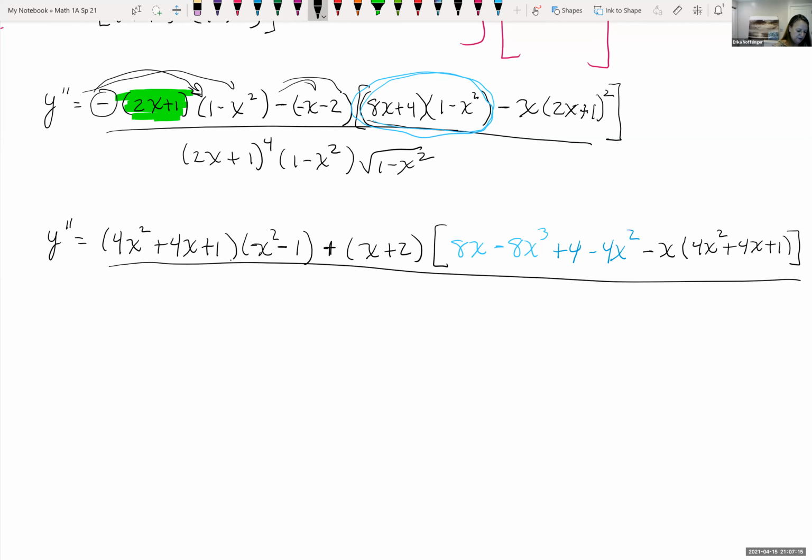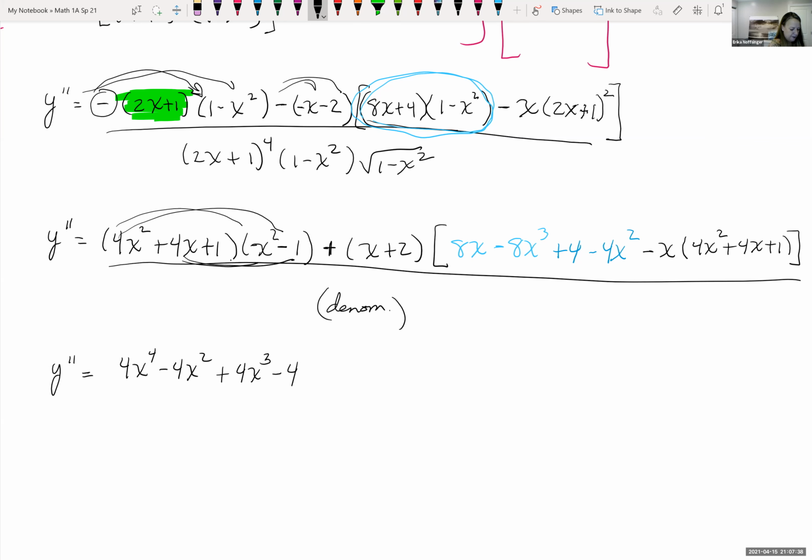And I'm going to just put denominator here. I don't care about the denominator. So I need to distribute. So 4x squared times x squared is 4x to the 4th minus 4x squared. 4x times x squared, that's 4x cubed. 4x times negative 1, that's negative 4x.